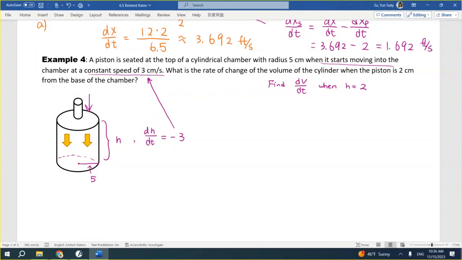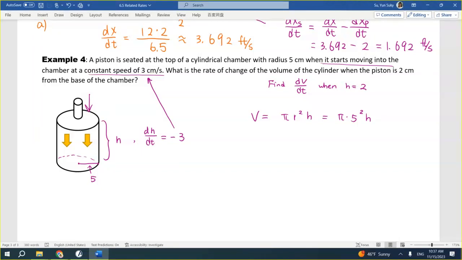All right. What is the volume of a cylinder? Pi r squared h. But your r is what? 5. Oh, you see, everybody? My r is 5. Okay, good.